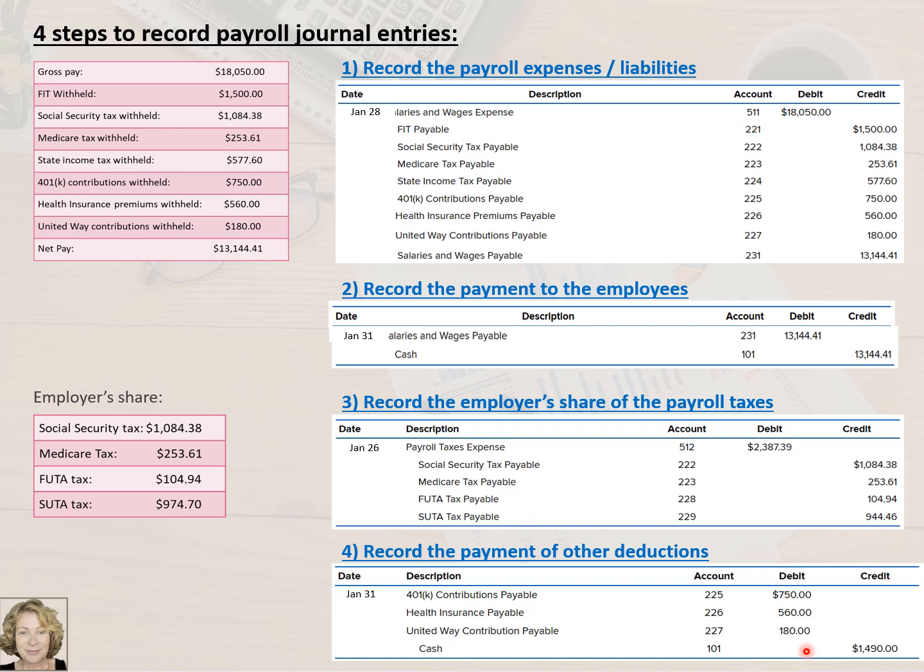Many companies also match the employee's 401k contributions and pay part of the health insurance. If that is the case, these entries would debit the applicable expense account and credit the applicable liability account.